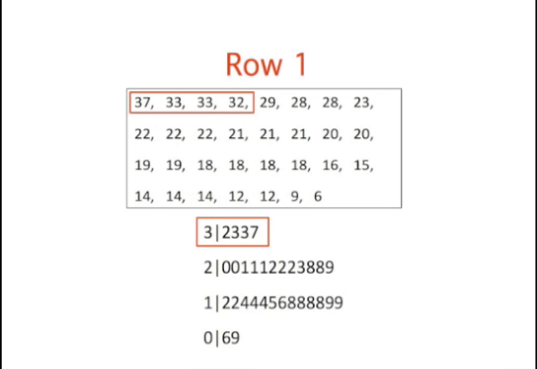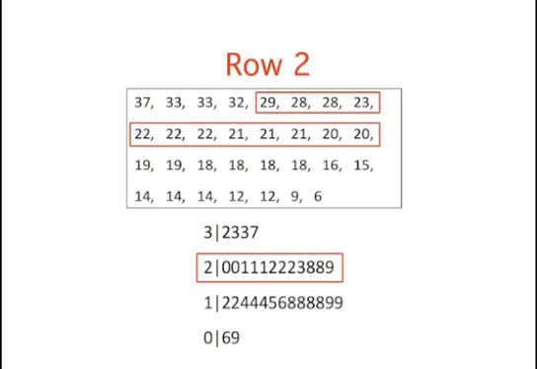In the top row, the 4 leaves to the right of the stem 3 are 2, 3, 3, and 7. Combined with the stem of 3, these leaves represent the numbers 32, 33, 33, and 37, which are the number of touchdown passes for the first 4 teams.